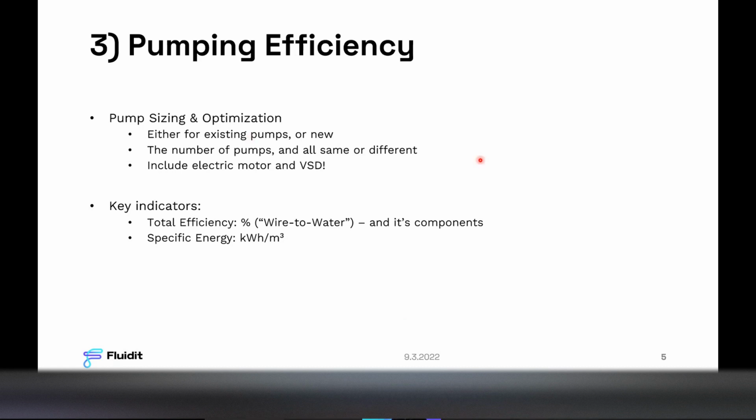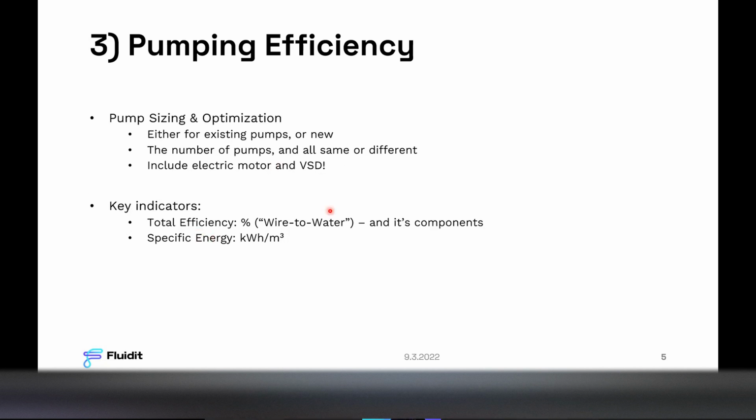The number of pumps, whether all the same or different. So also not just looking at the whole pumping station, but if you have parallel pumps, they might even be of different size. How should you run them in parallel? Include electric motor and variable speed drive. If we want to model the pump's full energy consumption and see how we can best improve it, we need to include the electric motor and variable speed drive. It's not enough that we look at the pump's hydraulics. We also need the things running the pump.